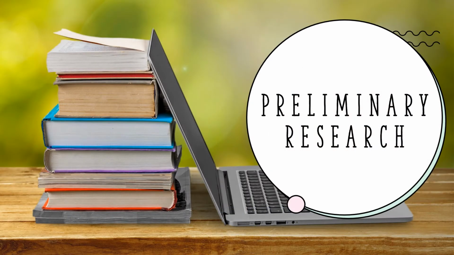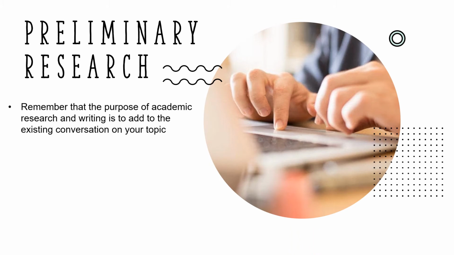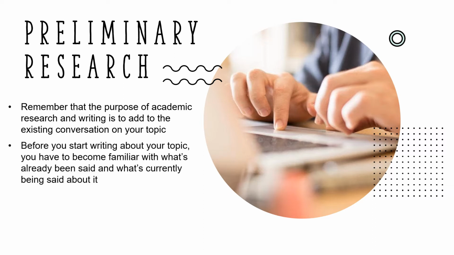Once you've chosen a topic, the next step is to do some broad preliminary research on your topic. Remember that the purpose of academic research and writing is to add to the existing conversation on your topic. But before you can dive in and start writing about your topic, you have to become familiar with what's already been said and what's currently being said about it.